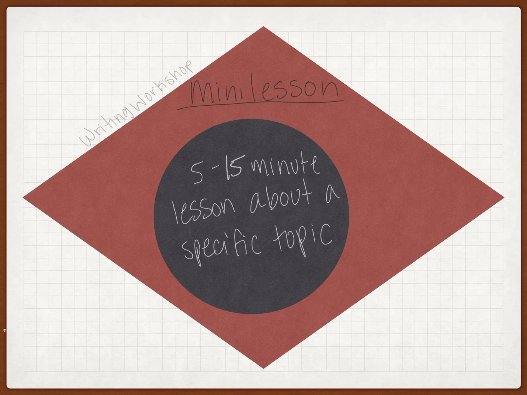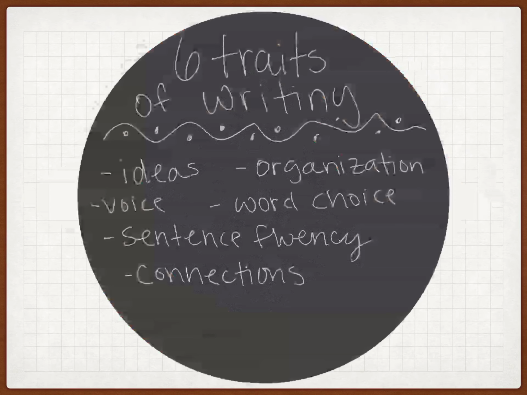And so I connected this to the writing workshop and its mini lesson. And so a mini lesson is a 5 to 15 minute lesson about a specific topic, which could be about the 6 traits of writing, which are ideas, voice, organization, word choice, sentence fluency, and connections. And so, for example, if a teacher wants to make a lesson about ideas and forming ideas, this could be a whole entire mini lesson in the writing workshop.